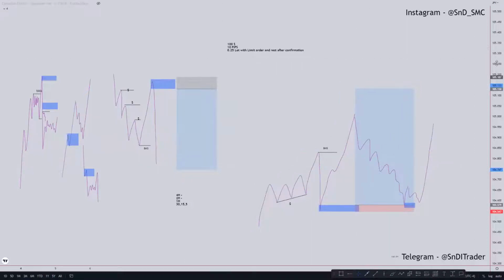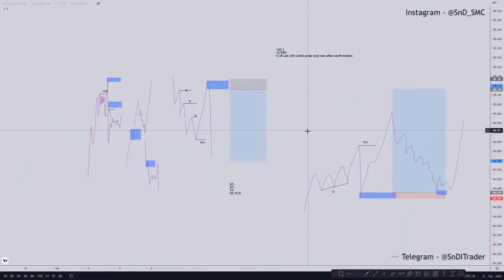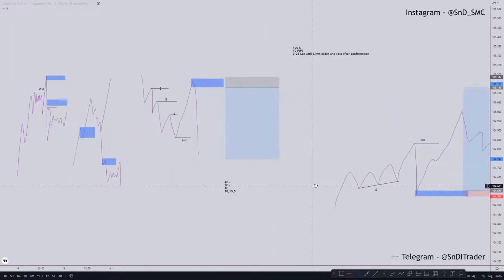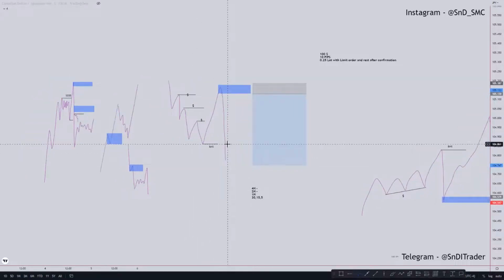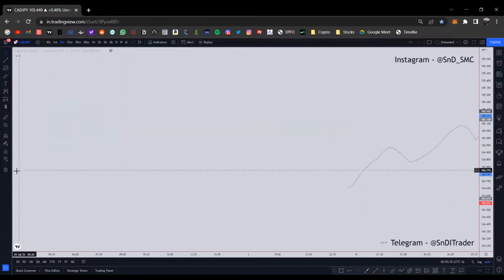So that is what I was talking about. That is how I select the zones. Always select the zones which have taken out the liquidity and given a nice BMS. And yeah, that is it.